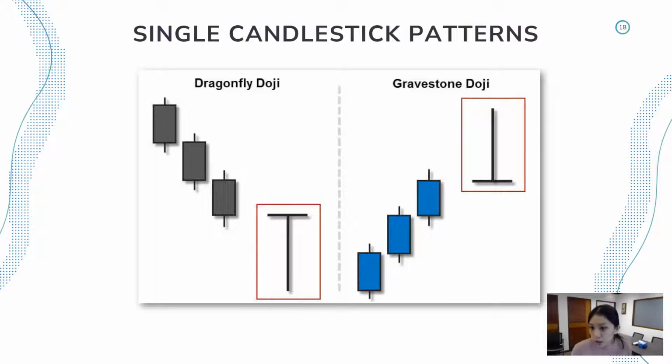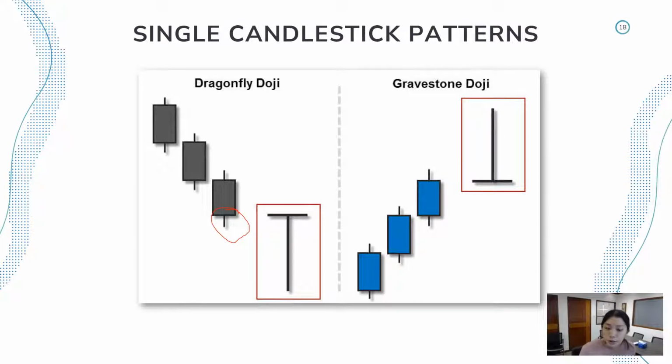Next, we'll be talking about how you identify the dragonfly doji and the gravestone doji. These are my personal favorite single candlestick reversal patterns. The dragonfly doji occurs at the bottom of a trend. So you normally will see it at the bottom of the trend, like here.